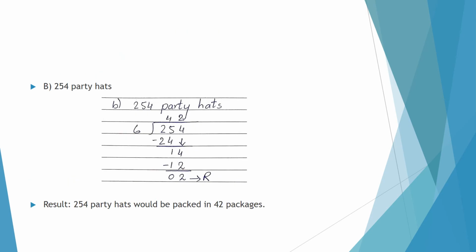B. 254 party hats. As we got from the information, in one package of party hats there are 6. So we will divide 254 by 6 and the answer we get is 42. So 42 packages will be made of 254 party hats.